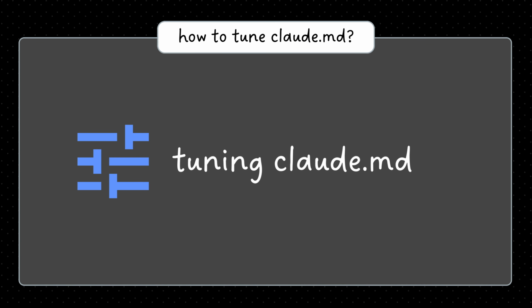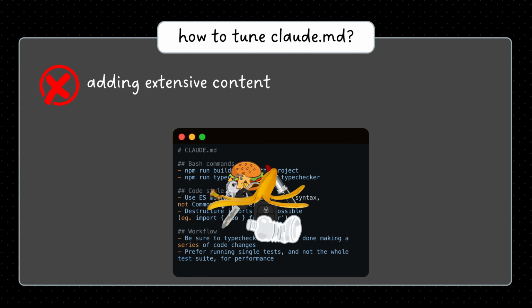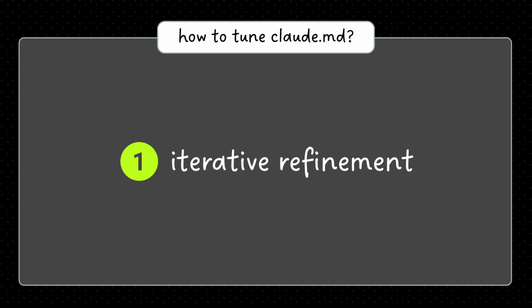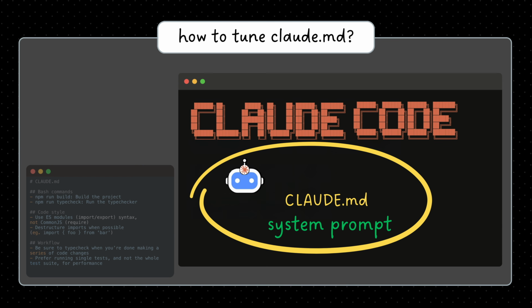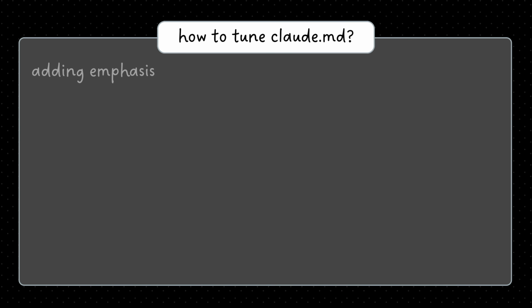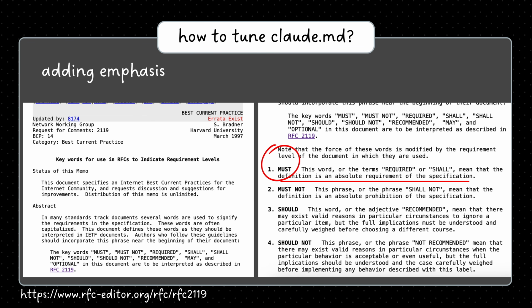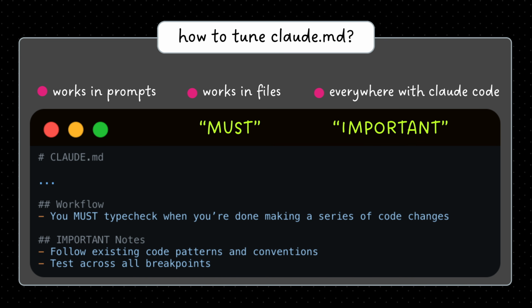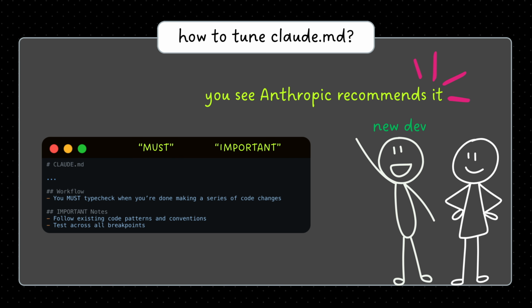Now, here's a common mistake. Adding extensive content without iterating on effectiveness. Your Claude.md files become part of Claude's prompts, so they should be refined like any frequently used prompt. Emphasis is crucial in technical writing. It guides the reader through the document and ensures they understand what's important. Similarly, adding emphasis with important or you must improves adherence when using Claude Code. These aren't just style choices, they're compliance tools.